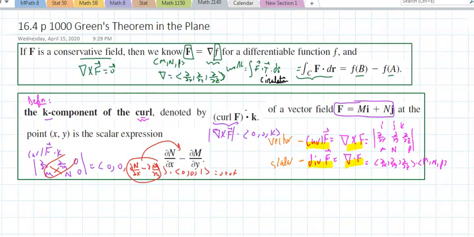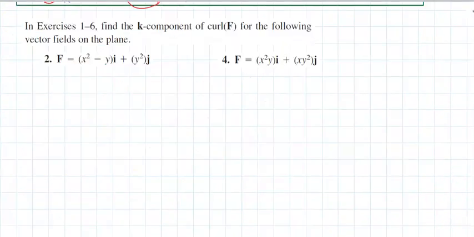So from the previous section, we dealt with flux, and we dealt with circulation. This was circulation. And flux was del crossed with F. Do you remember that? Section 16.2. Well, now let's elaborate. Let's do a couple of examples on this first. And again, I'm just doing this for practice because we're going to be doing this a lot.